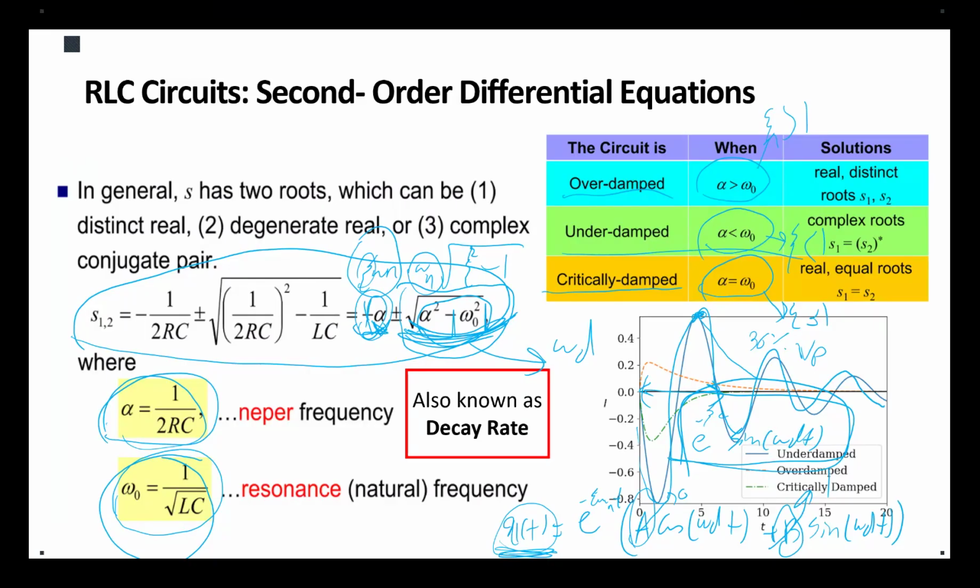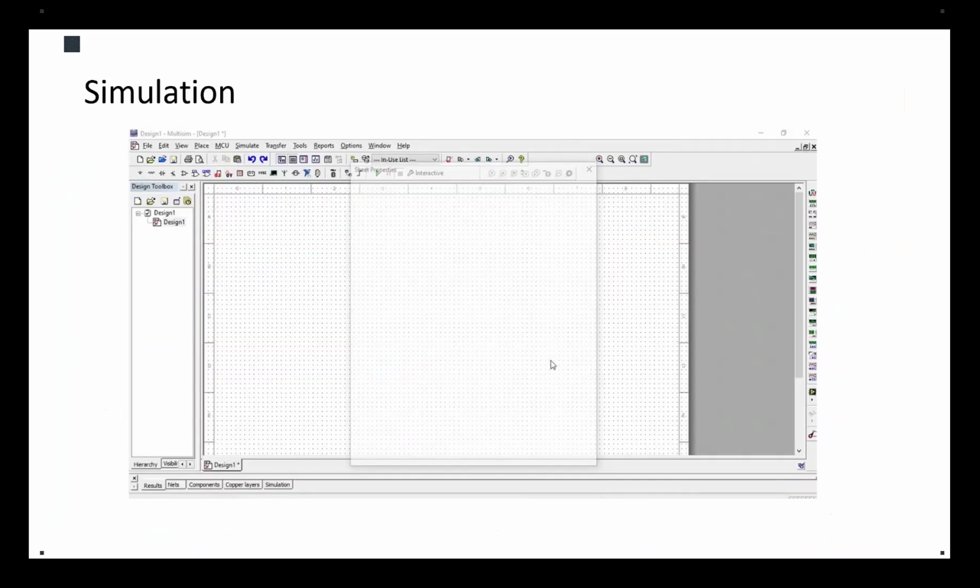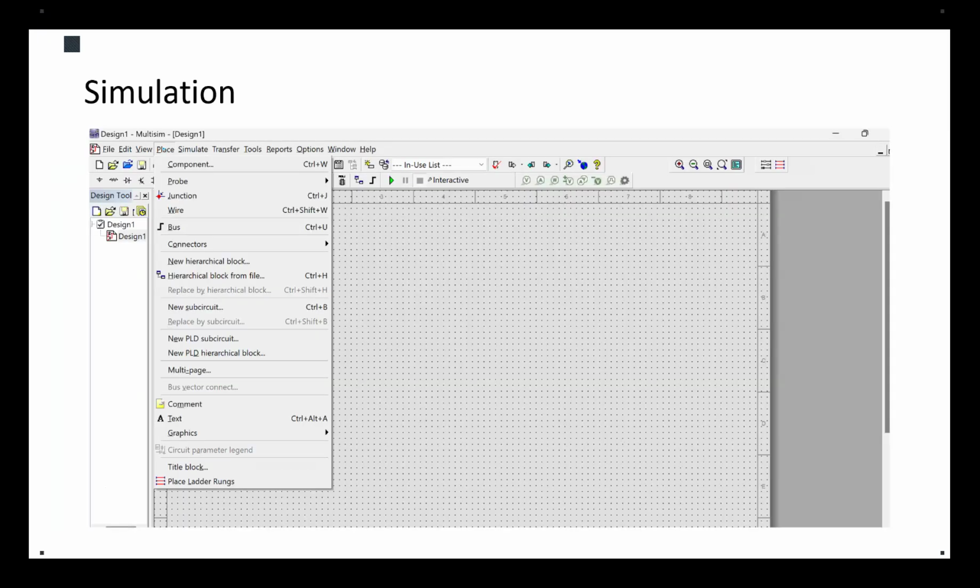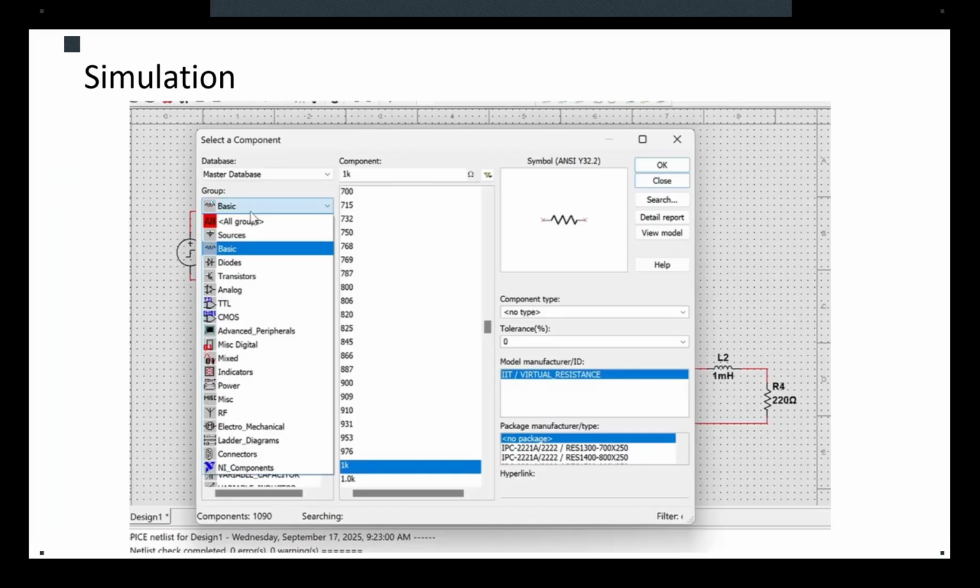Now, I am going to move a little bit fast because you have a simulation to do too. When you open up Multisim and push the new button, this is what you want to see. In the menu place, you have the option component. This is where you can find your component. When you click on that, in the menu group, you have all the categories of components. The resistor, capacitor, and inductor are in the basic menu. Okay, so you choose that.